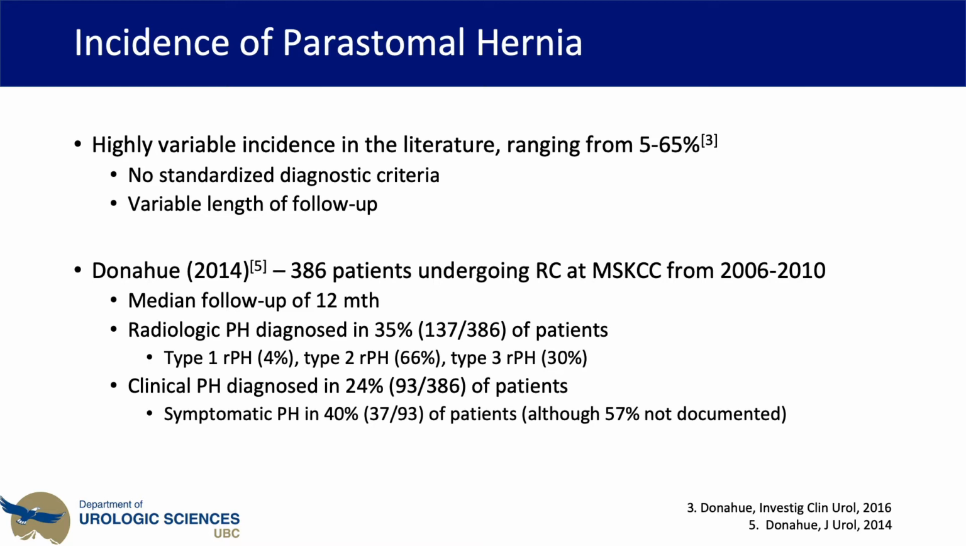They had a clinical parastomal hernia rate of 24%. Of note, the majority of these patients with a clinical hernia were either type 2 or type 3, looking at the radiologic diagnosis. Also, of the patients with a clinically detectable hernia, 40% were symptomatic, but if you dig a little bit deeper, 57% had no documentation here, so that 40% may be up to 97% depending on documentation.